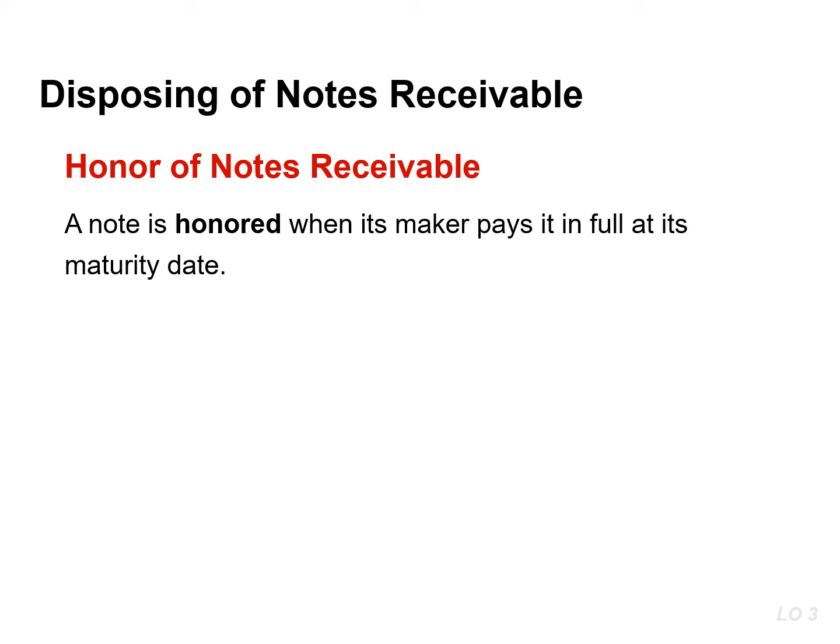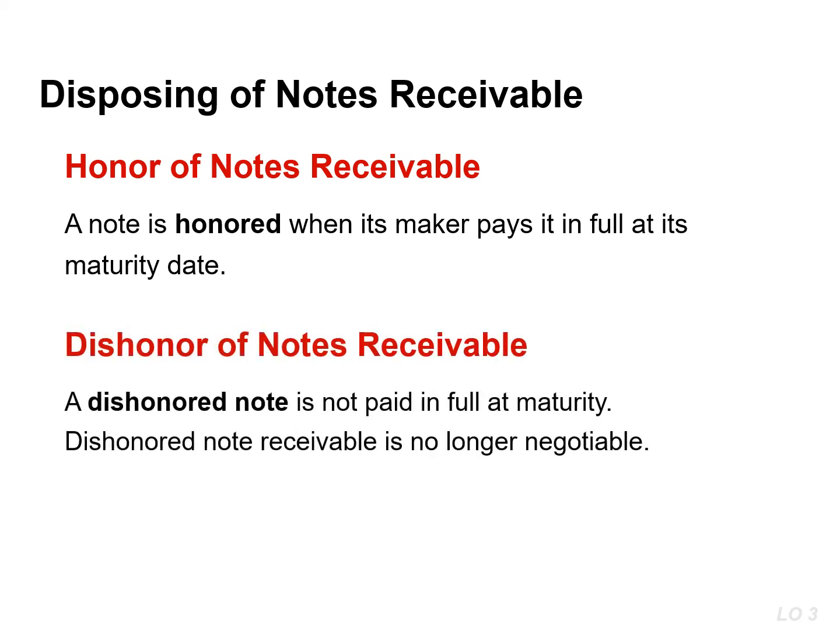A note is honored when it is paid in full at its maturity date. For each interest-bearing note, the amount due is the face value or the principal plus interest. A dishonored or defaulted note is a note that is not paid in full at maturity. If the lender expects that it will be able to collect, the two parties negotiate new terms. If there is no hope of collection, the note should be written off.